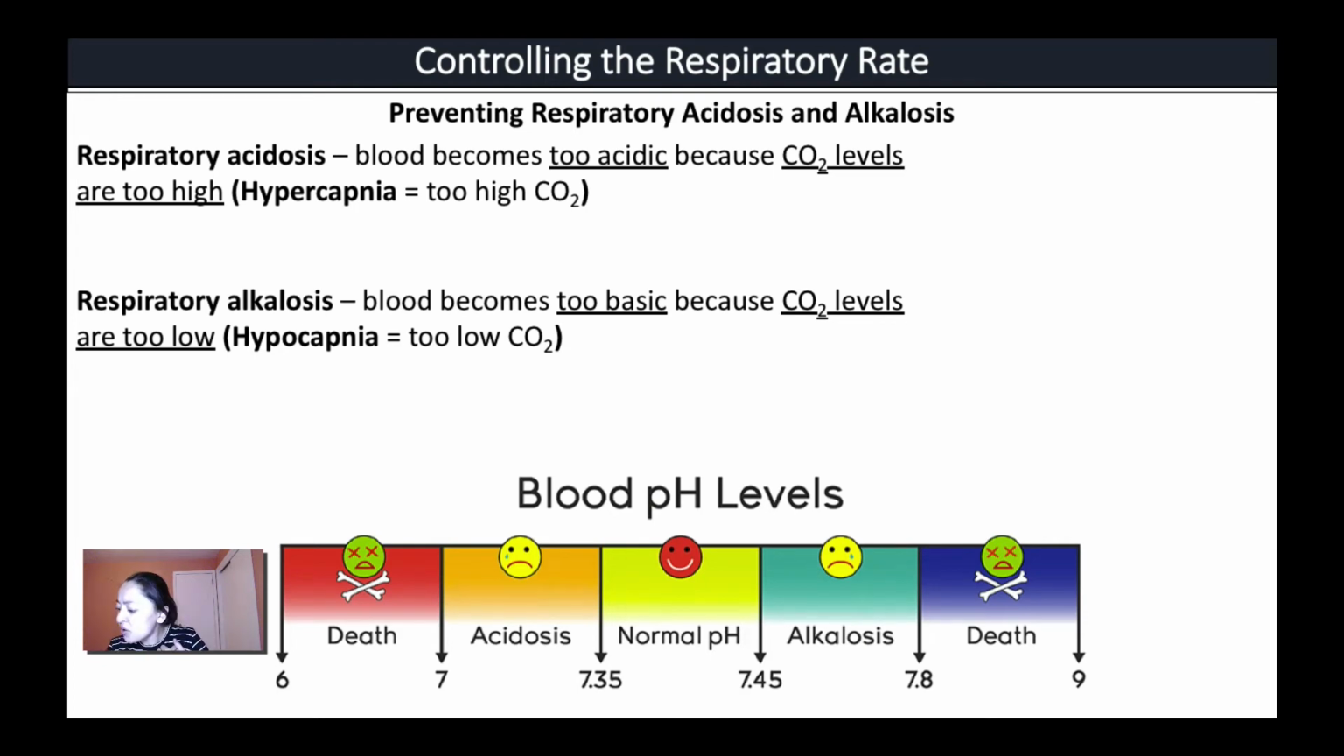Having acidosis can also lead to feelings of anxiety or feelings of drowsiness. With alkalosis, you may actually feel some pain or numbness in your body as well when that is occurring.